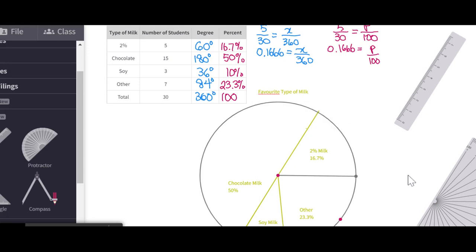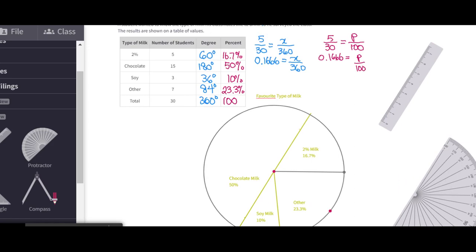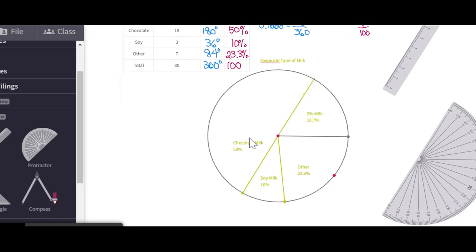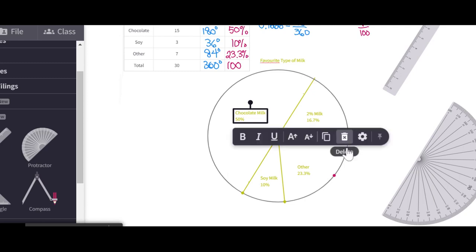That is how you draw a circle graph. There we go. And then you can make it all fancy, make sure these are in the middle, and then color each section.